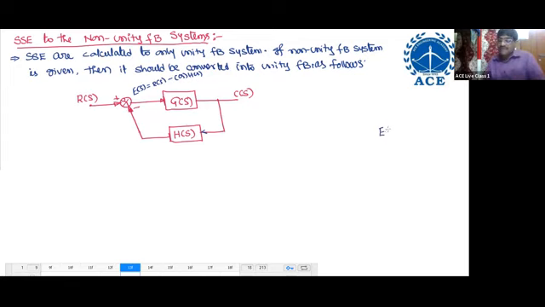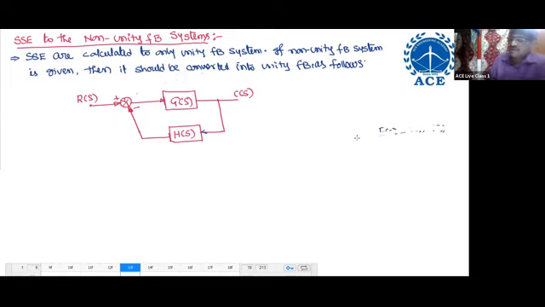What is the definition of error? R of S minus C of S only, not C of S into H of S. But we are getting C of S into H of S. That means you have to make H of S equal to 1. Then only we can get the error. So you have to make it unity feedback.